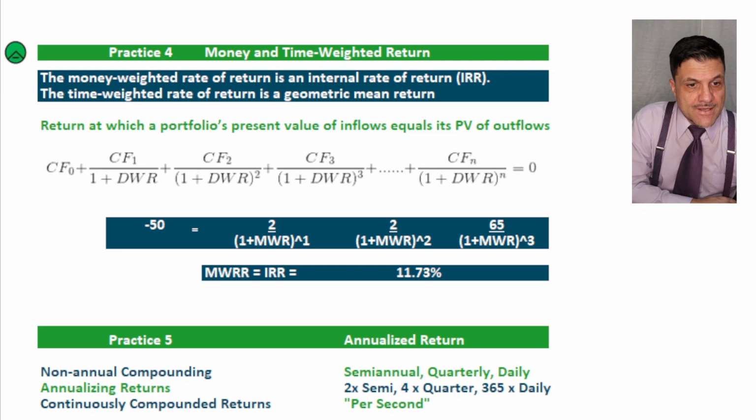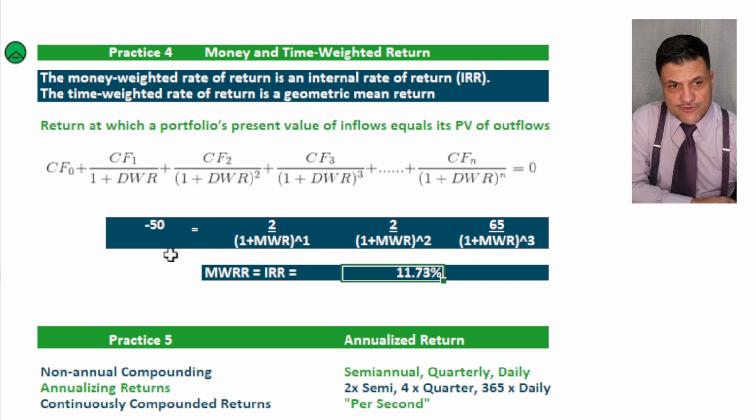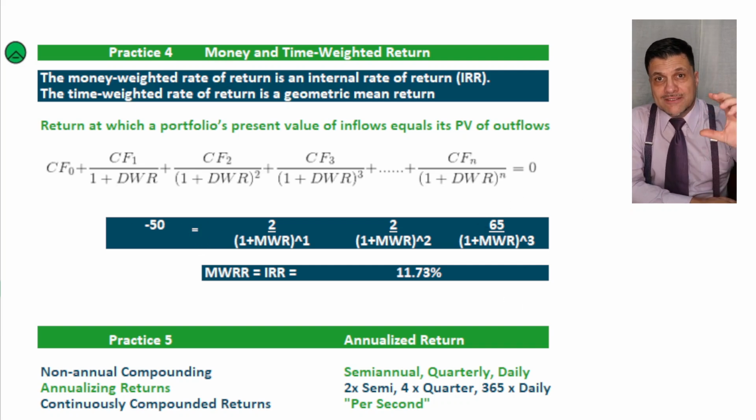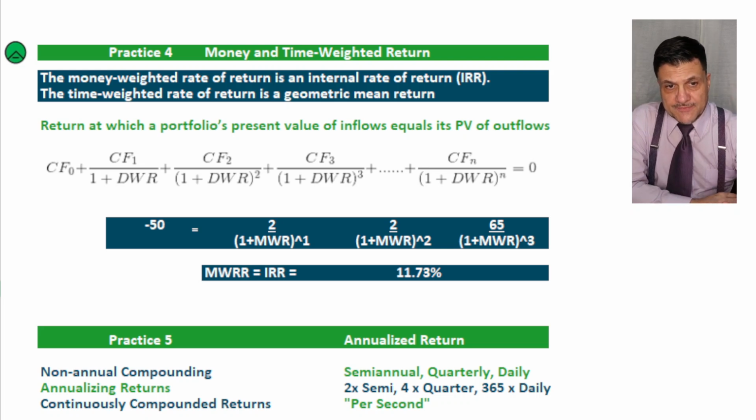All right, good. So doing the IRR, you put CF0 minus 50, cash flow 1, 2, cash flow 2, 2, cash flow 3, 65. So for the IRR, you get 11.73%. Not difficult. The intuition behind that tells you more about how the quantity of money in each period is giving you the return. So that's the intuition behind the money weighted return.